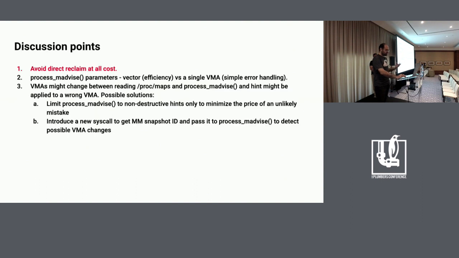Right. So now to conclude and the discussion point. One major conclusion and the point I want to make is, if you are going to increase the memory utilization, you want to reduce the memory cost of your systems and increase the CPU, the memory utilization, try to avoid direct reclaim at all cost.